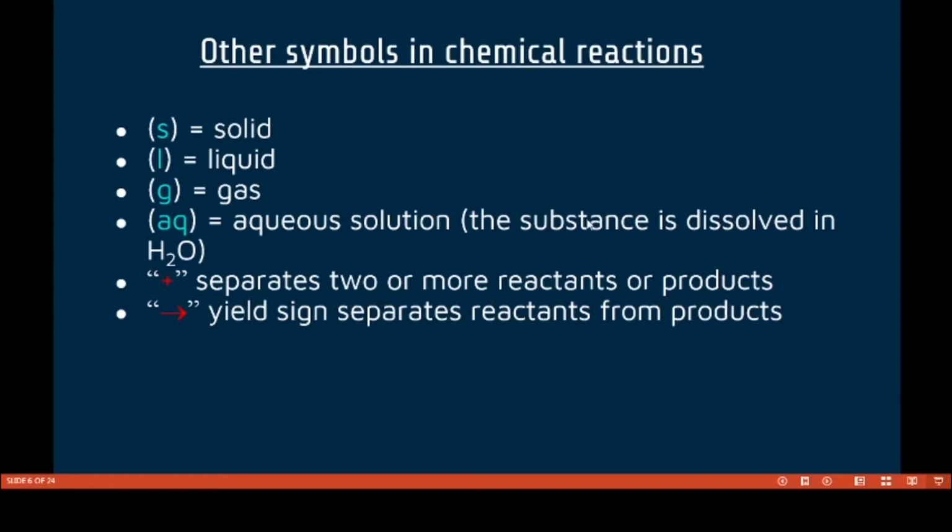For example, H2 plus O2: hydrogen is one element and oxygen is one element, so the plus separates two or more reactants or products. The arrow, the yield sign, separates reactants from products. An arrow is placed between the reactants and the products with the arrowhead pointing towards the products.